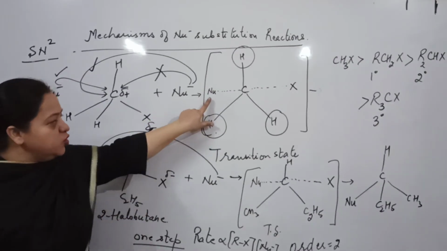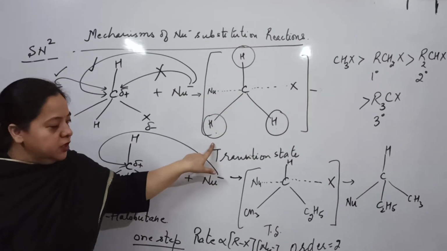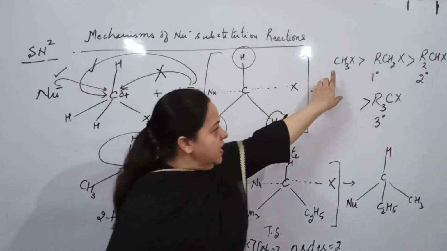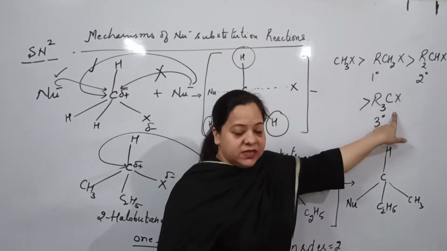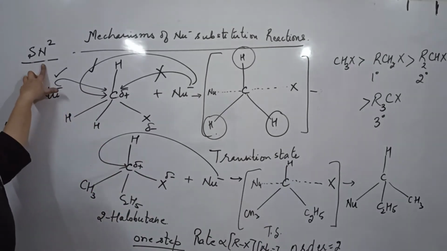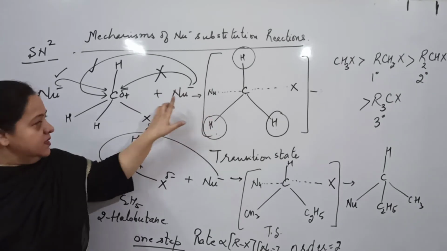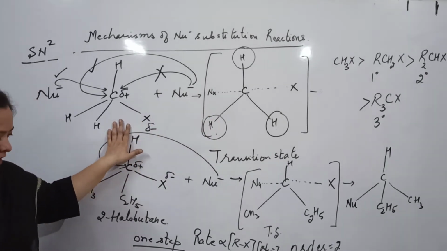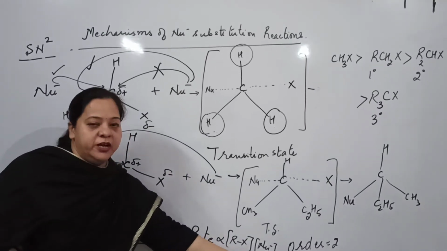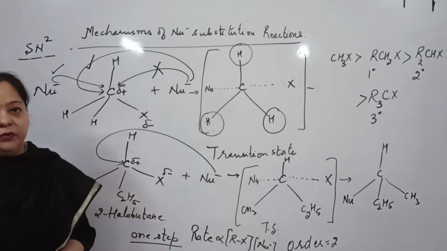As here in the SN2 mechanism, a 5-membered transition state is formed. The more bulky these groups, the less the reactivity. As the number of R groups increases, the reactivity decreases. This is for the SN2 mechanism. Again I repeat, it is a one-step process, simultaneous bond formation and bond breaking. The rate of the reaction depends upon both the alkyl halide and the nucleophile. That is, the order is 2. It is a bimolecular reaction.